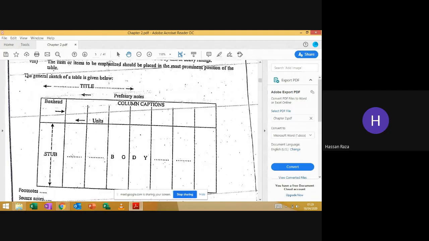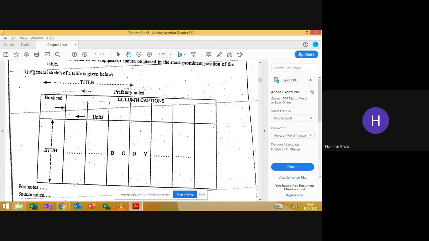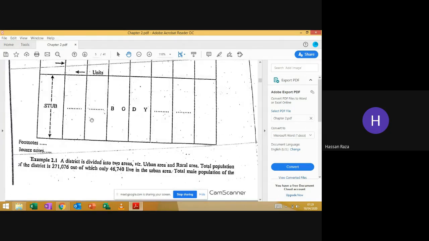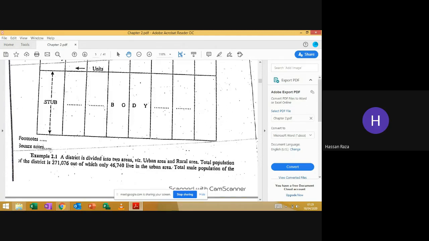This one is a sample of a table. Caption, column caption, stubs, units, body. There is a certain number of rows and columns that can be added in a table. Then footnotes and source. Below the table are footnotes, and beneath the footnotes there are source notes.